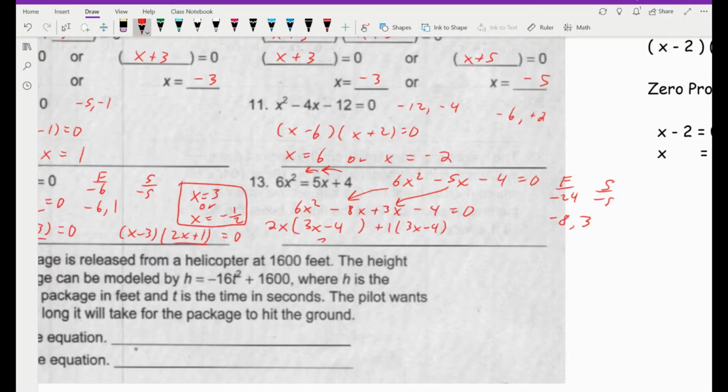So we can now factor this. This becomes 3x minus 4 and 2x plus 1 equal to 0. And we will now solve. Hopefully we're getting more comfortable in solving for x. Here we will add 4 and divide by 3. So x equals 4 divided by 3. Or here we will subtract the 1 and divide by 2. Minus 1 over 2.